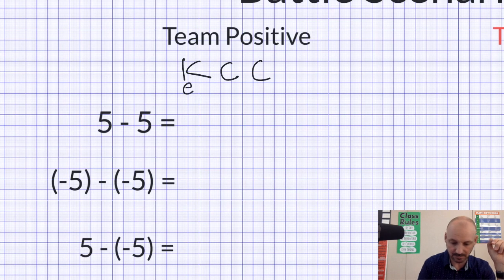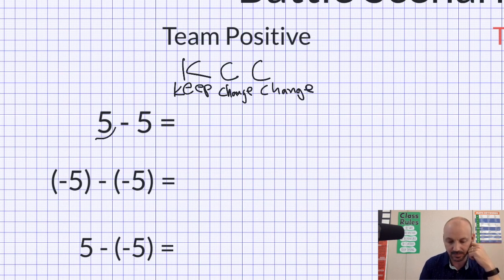So I'm going to put keep, change, change. Let me just write it out so it's easier. So I keep the first integer as it is. Okay? I change the sign. Here's my first change. And then I change the second sign. So let me show you how it works with this. So I keep the 5. I changed the subtraction to addition.